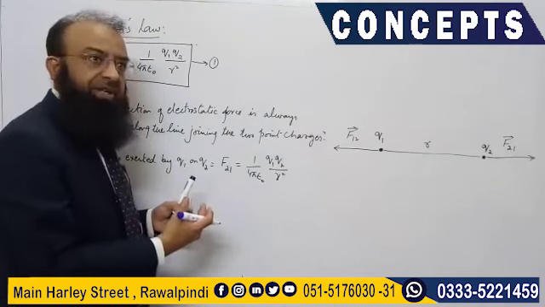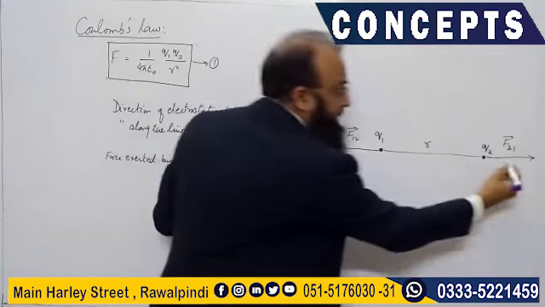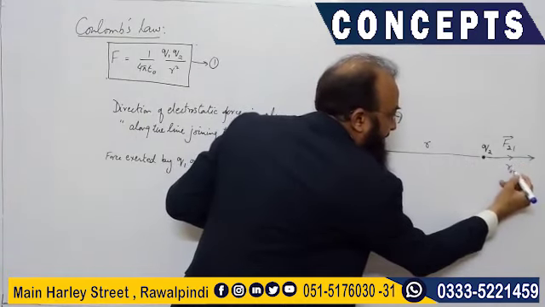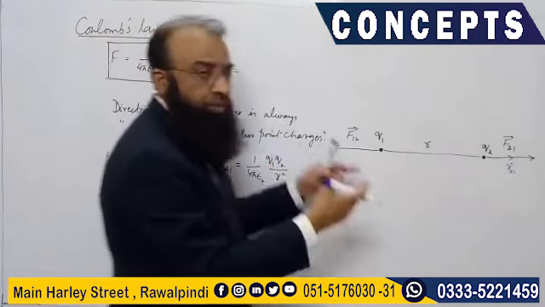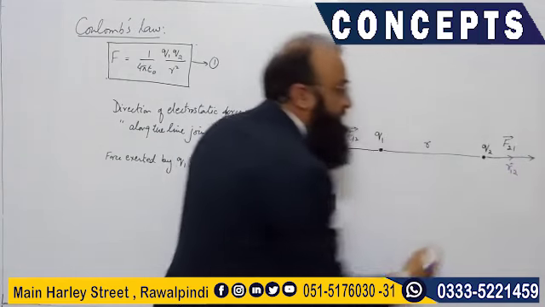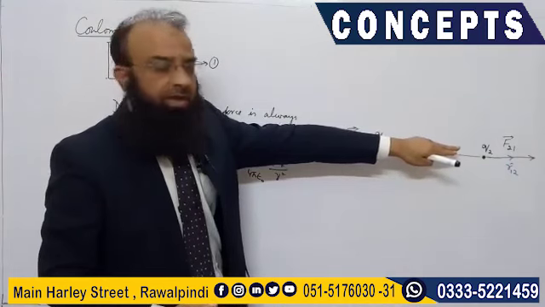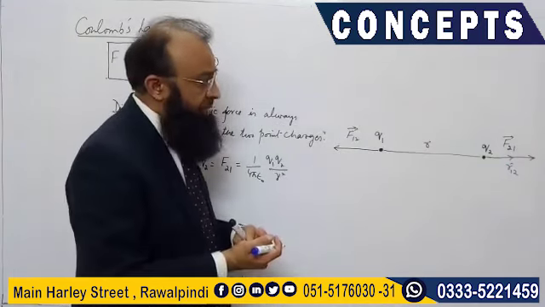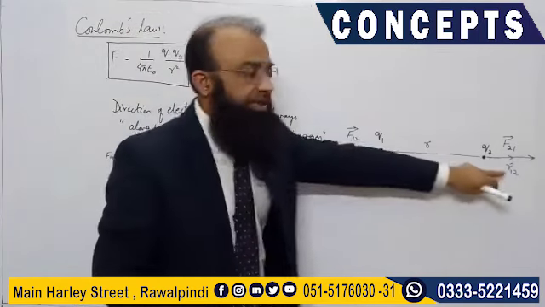So what is the direction of that unit vector? In the direction of the force. How do we represent that? Let me represent that unit vector as this. And this is the unit vector R12 in the direction of force F21. Why R12? Because its direction is from 1 to 2. That's why we have written this as R12.